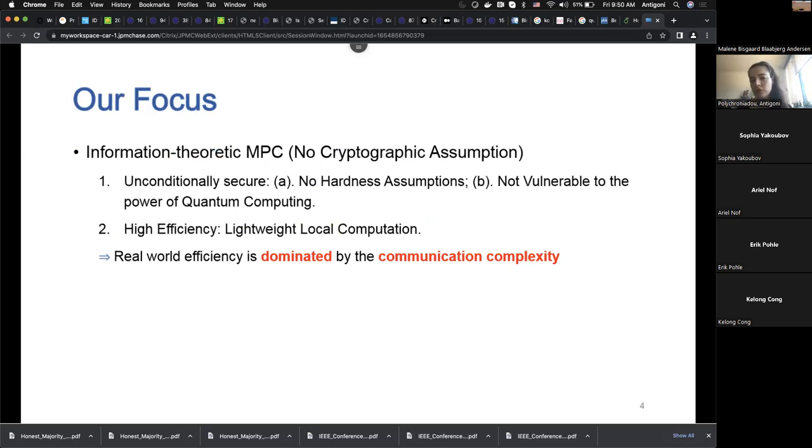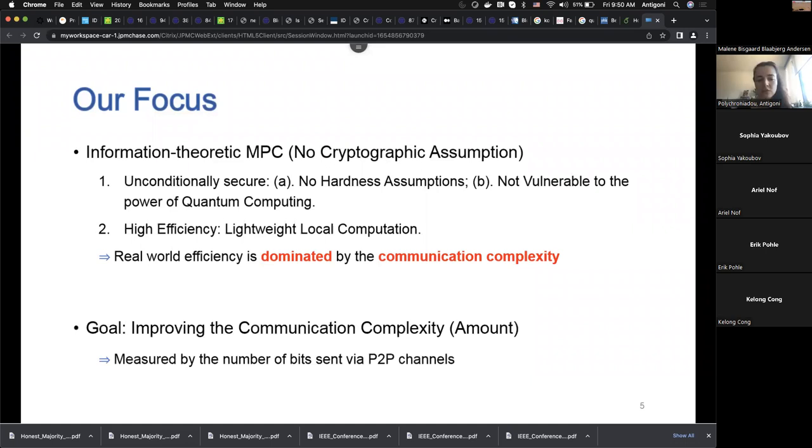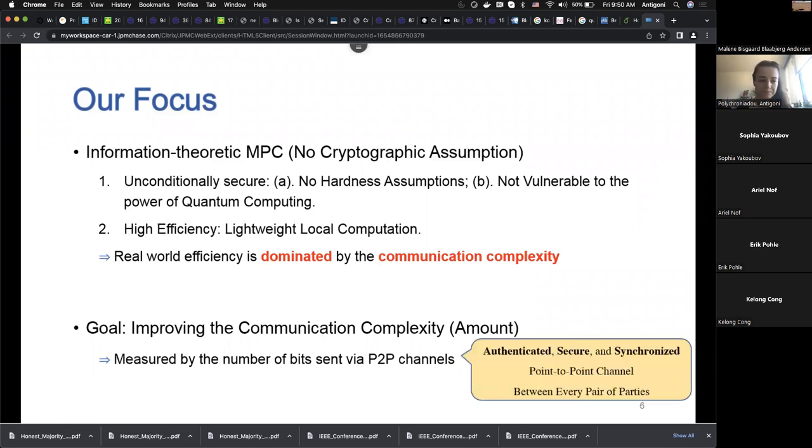Okay, so why do we care about information theoretic protocols? They don't require any computational hard assumption. And because of that, the local calculations are very fast, almost linear. So basically the bottleneck there is the communication complexity, and this is where we're going to focus in this talk.